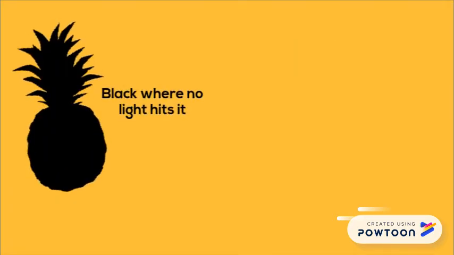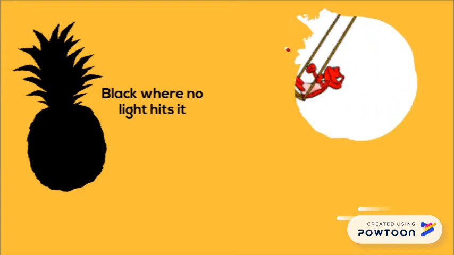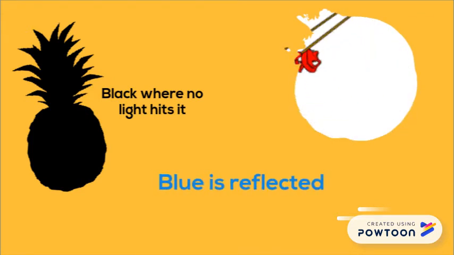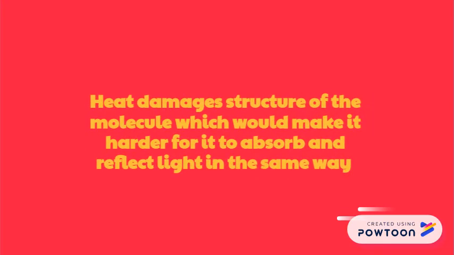However, the conjugated electrons sway from side to side, which causes the blue light that the pineapple absorbs to be reflected as the color yellow. So, when the food is exposed to microwaves and heat, the structure of the molecule is damaged, which would mean it is harder for it to reflect yellow. So, theoretically, the color of the pineapple juice should change as it is exposed to heat or microwaves.